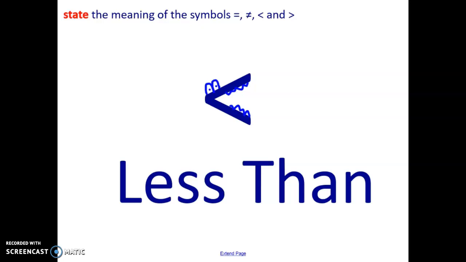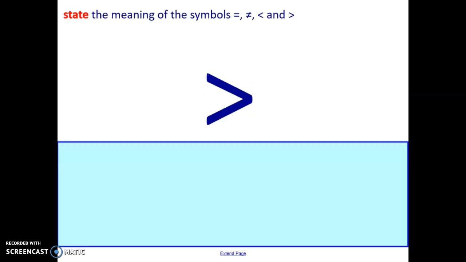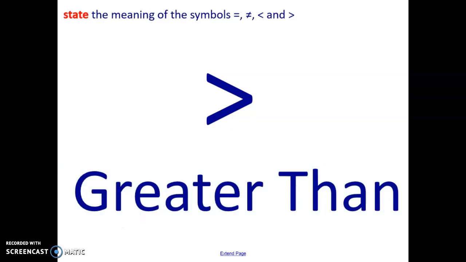So that leaves me with my final symbol, which is this one. And do we know what this one means? This is our greater than symbol. And again, I like to draw my little crocodile, give him a couple of eyes, 1, 2, pop, pop, and give him some scary teeth. And this time, because the number on the left is bigger, he's eating that one. That's why he's facing the opposite direction. So the number on the left is greater than the number on the right.